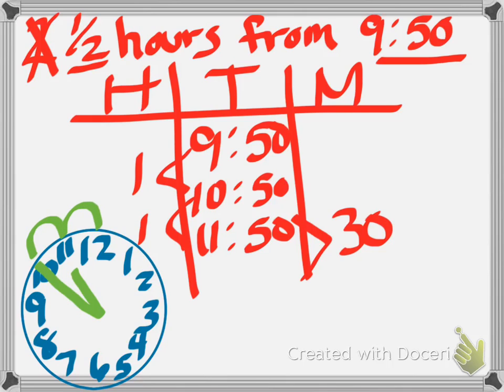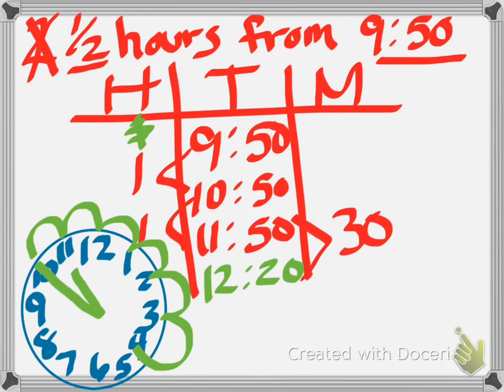5, 10. Uh-oh, we're crossing the 12. So what does that mean? That means that our hour is going up to the 12, because we added an hour onto 11 and we're going up to the 12. So that's 5, 10, 15, 20, 25, 30. And how many minutes is that? 12:20 is 2.5 hours from 9:50.